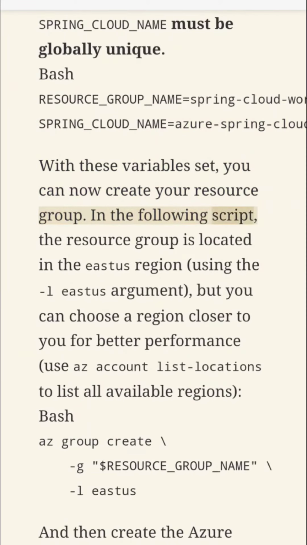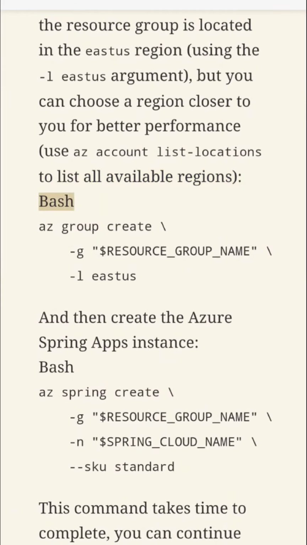In the following script, the resource group is located in the eastus region, using the -l eastus argument, but you can choose a region closer to you for better performance. Use `az account list-locations` to list regions. `az group create -g $RESOURCE_GROUP_NAME -l eastus`. And then create the Azure Spring Apps instance. `az spring create -g $RESOURCE_GROUP_NAME -n $SPRING_CLOUD_NAME`.